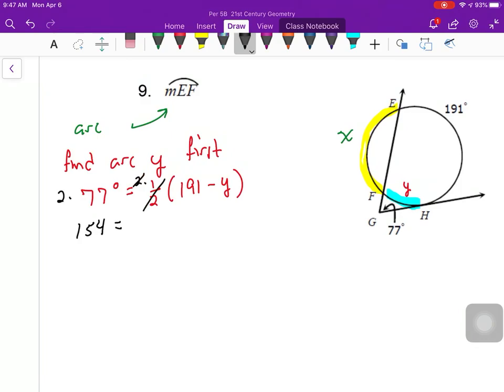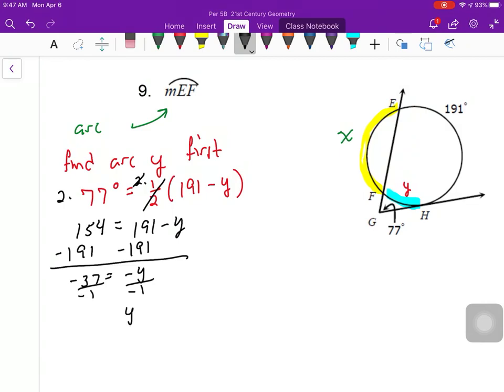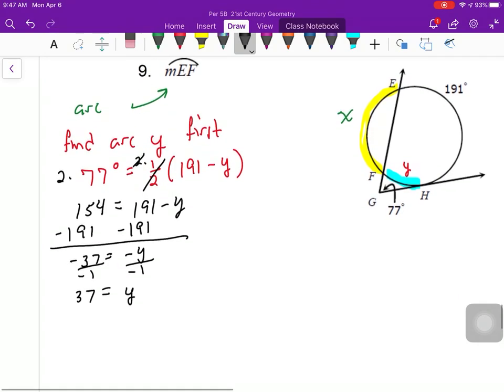We'll multiply by 2 on both sides. 2 times 77, 154. On the right side, we have 191 minus Y. We'll subtract 191 on both sides. We end up with negative 37 equals negative Y. We'll divide by negative 1. So Y comes out to be 37.